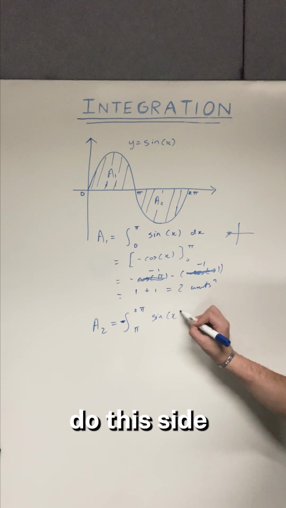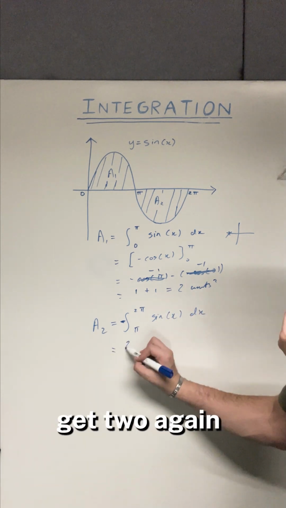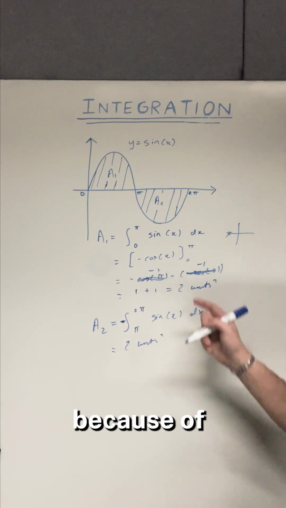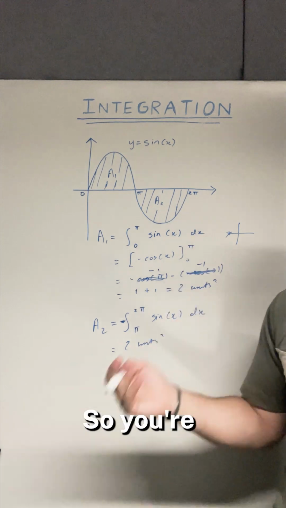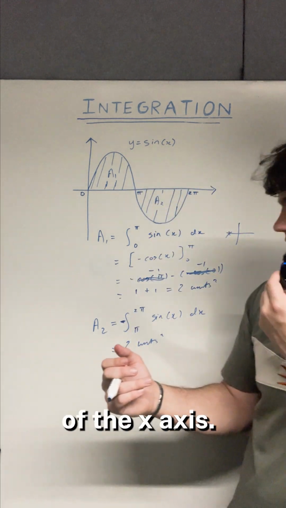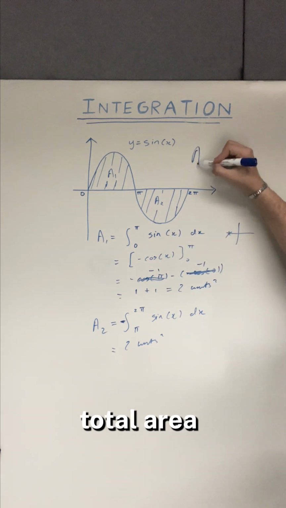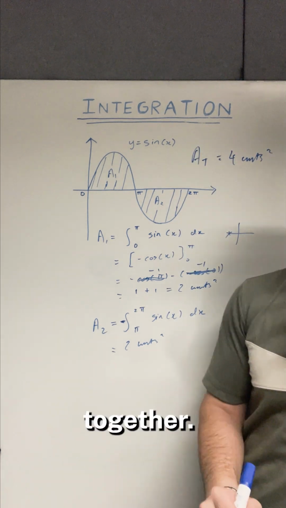So we just do this, sine of x dx, and we go ahead and evaluate this. Now, if we evaluate this, we're just going to get 2 again because of symmetry, because sine of x is symmetrical. This shape is the same as this shape, so you're going to get the same shape on both the top and the bottom of the x-axis. So if we want to find our total area, our A total is just equal to 4, because you just add your two areas together.